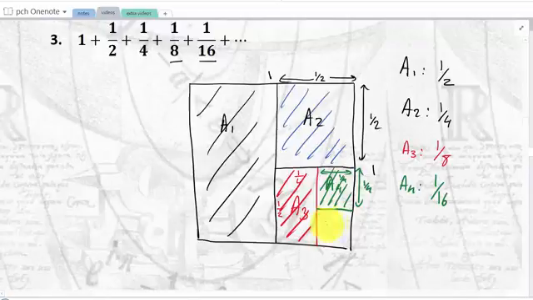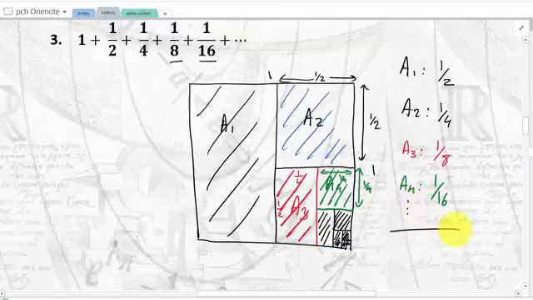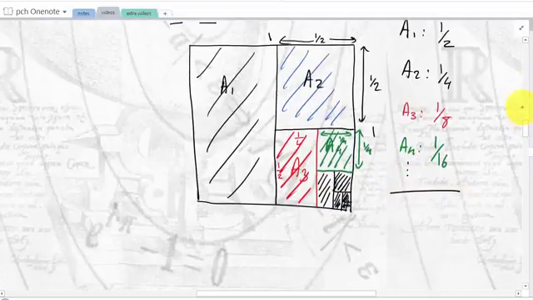And now what are you going to do? You're going to repeat this. Here would be A5, and that would be 1/32. And then you would have A6, and that would be 1/64. A7, 1/128. A8 is getting really smaller right here. 1/256, and on, and on, and on, right? So, I'm going to add all of these areas together now. I'm going to take all of these areas and I'm going to add them all together.